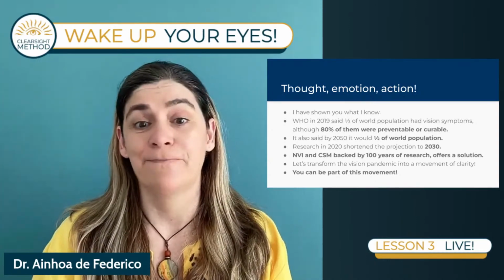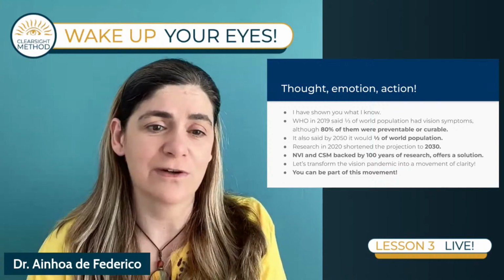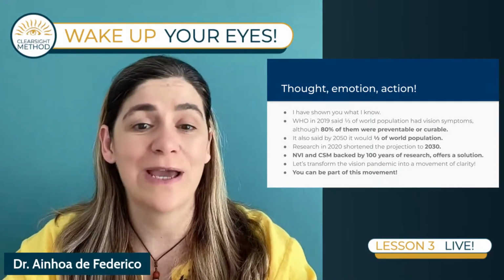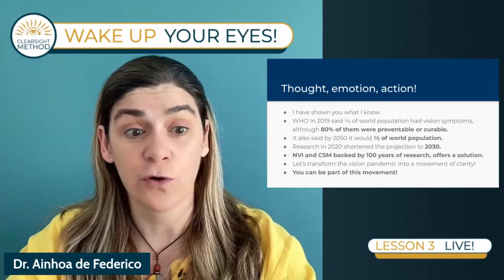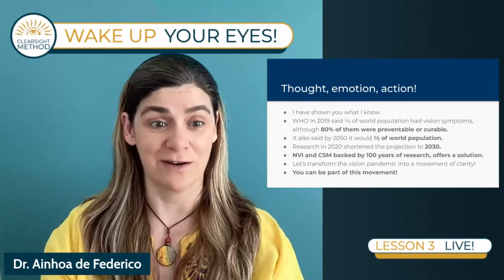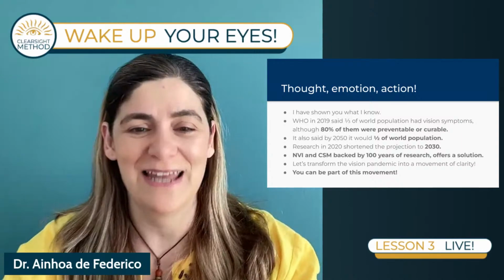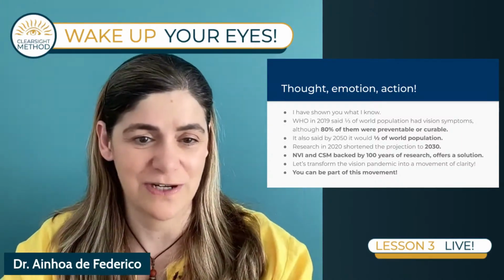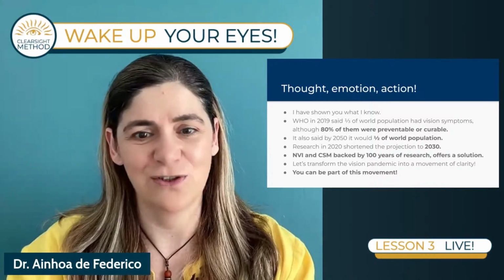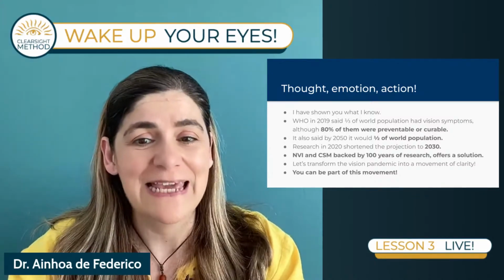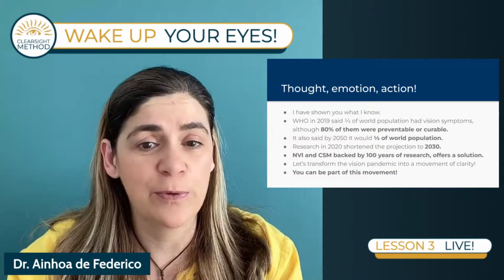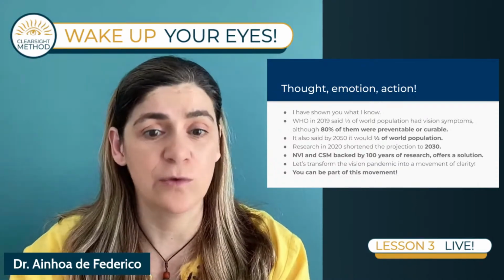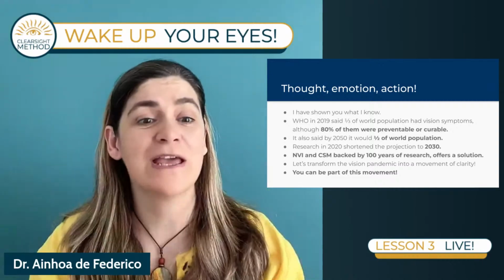So in 2019, the World Health Organization said that 1/3 of the world population had vision symptoms, although 80% of them were preventable or curable, which is what we're teaching you here: how to prevent them and how to solve them naturally without glasses, contacts, drops, treatments, or surgery. The World Health Organization also said that by 2050, it would be half of the world population. That is, not only are vision problems already quite high in the world, but they're growing very fast.